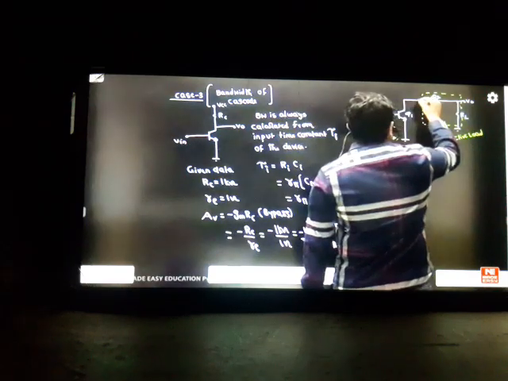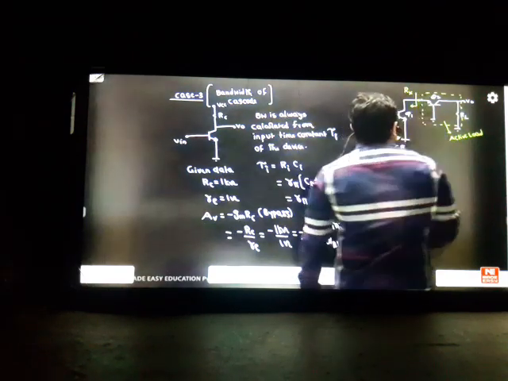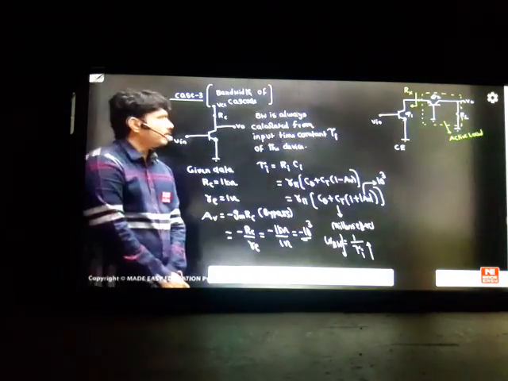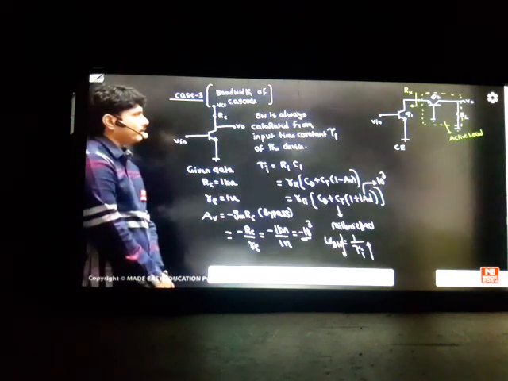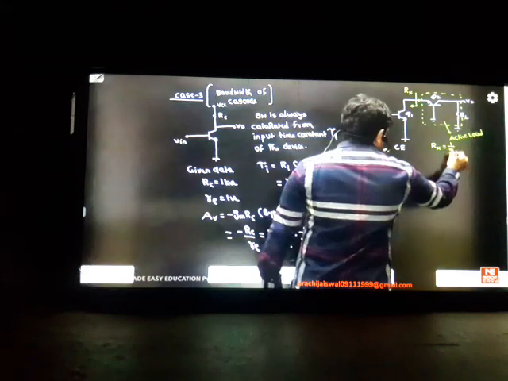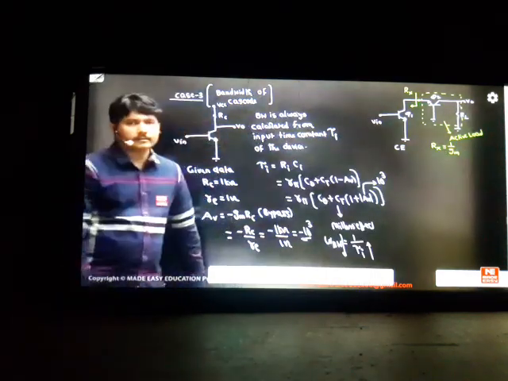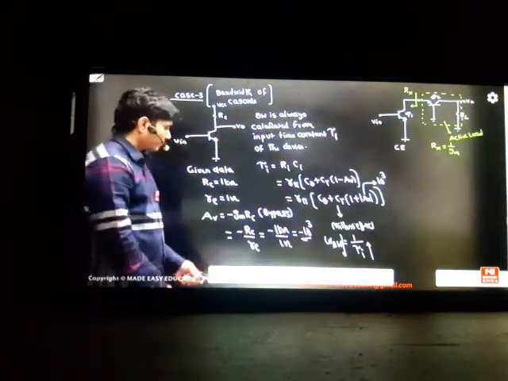Whenever it works as an active load, what will be the Rx here? You have to write the equivalent for this transistor. I want to know what Rx is, seen from the emitter of the common base. What is the common base input impedance? We studied it in our previous classes. Your Rx will be simply 1 by gm, because common base input impedance is low impedance. That is your active load impedance. So that is the active load technique. So what is your answer now?